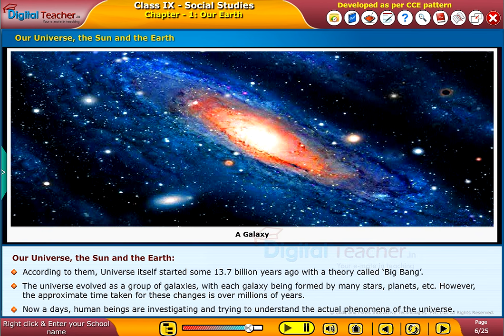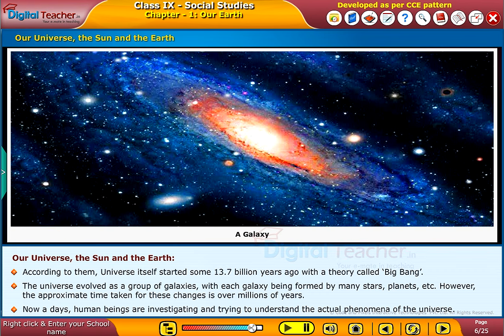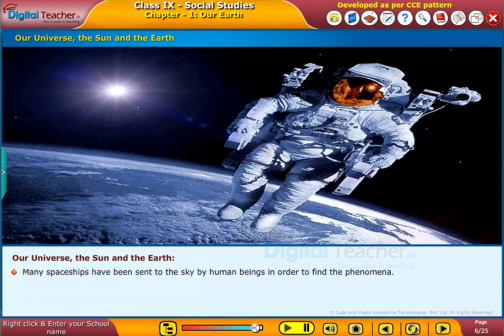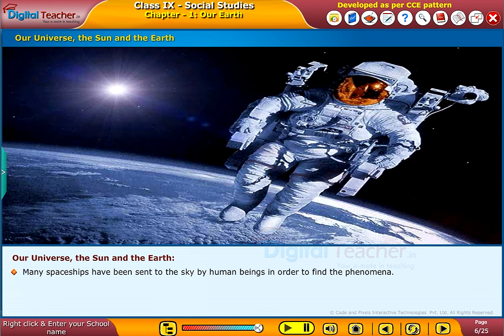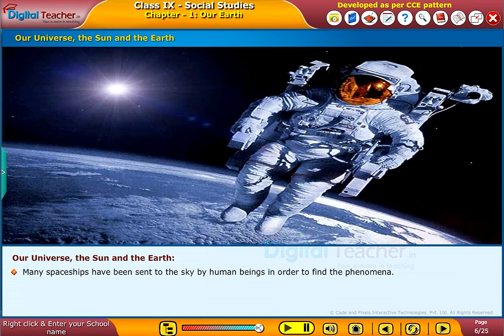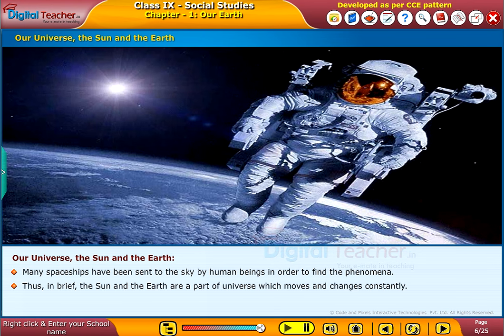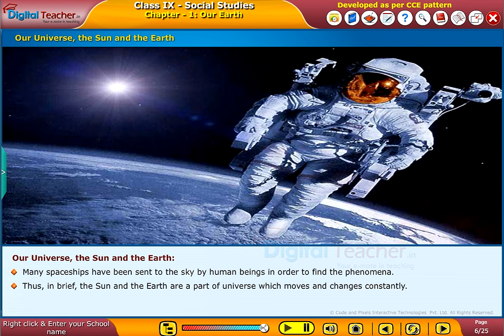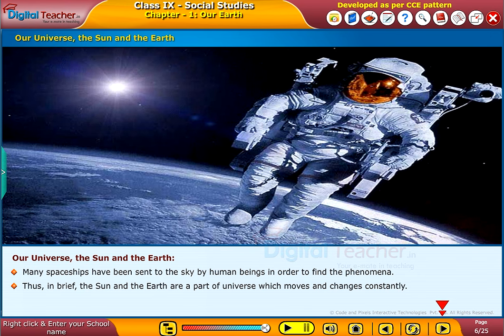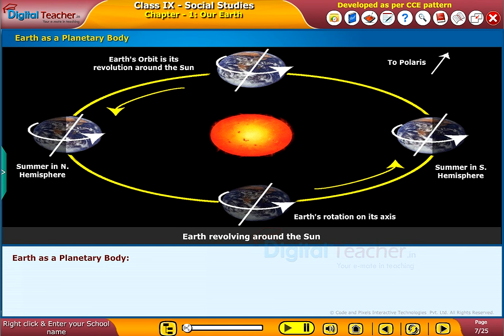Nowadays, human beings are investigating and trying to understand the actual phenomena of the universe. Many spaceships have been sent to the sky by human beings in order to find the phenomena. Thus, in brief, the sun and the earth are a part of universe which moves and changes constantly. Now, let us know how Earth acts as a planetary body.